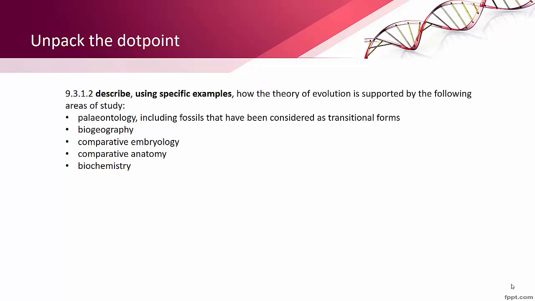Alright, so this is our big dot point. We're asked to describe, using specific examples, how the theory of evolution is supported by the following areas of study: paleontology, biogeography, comparative embryology, comparative anatomy, and biochemistry. So the goal today is to have an understanding of how each of these supports evolution with examples.